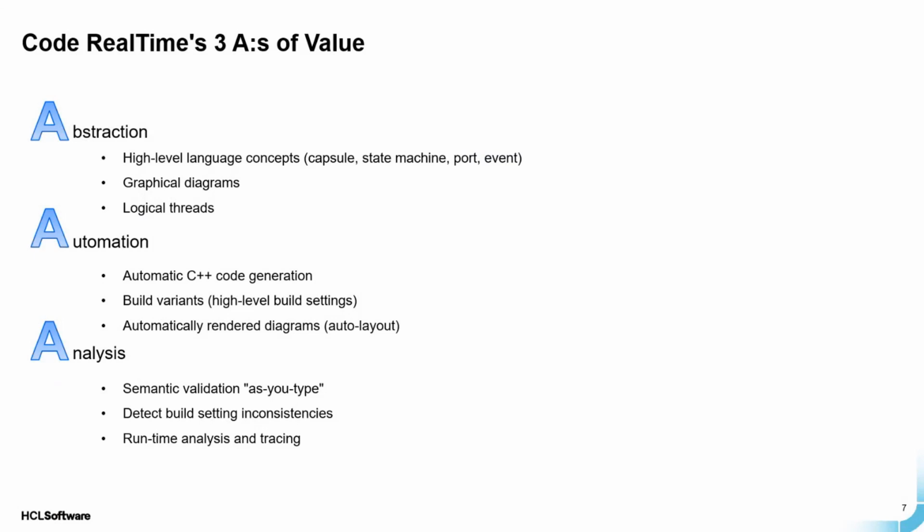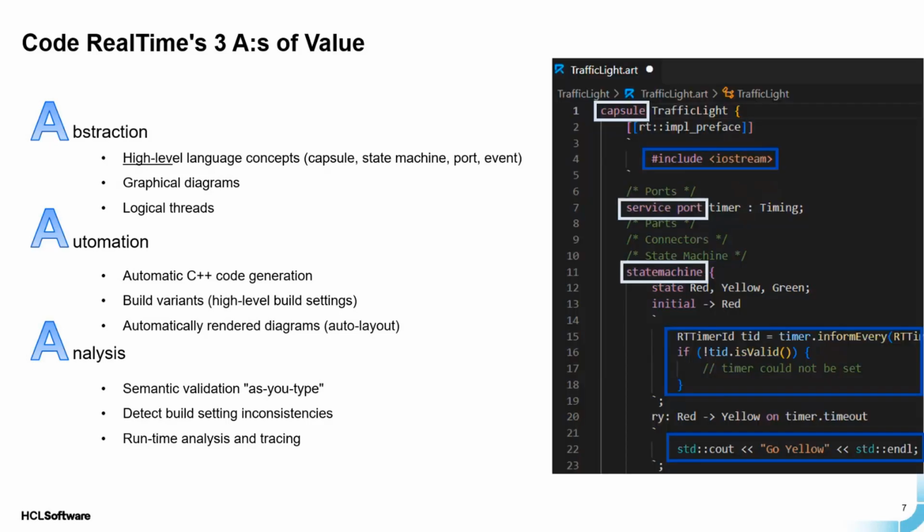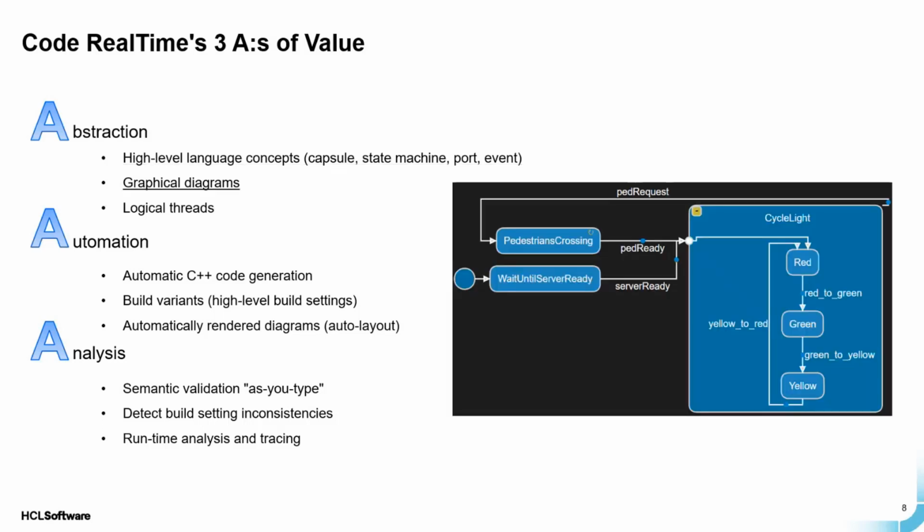The value that Code RealTime provides is, I think, for the most part the same as Model RealTime, but in a slightly different way. It's about abstraction, automation, analysis. For abstraction, we have these high-level concepts that you don't find in a language like C++: capsules, state machines, etc. And also the ability to put the code inside these Art files, as you see with the blue rectangle in the picture. The graphical diagrams are, of course, also an example of abstraction, which makes it very easy to understand, for example, how a state machine works by just looking at it graphically.